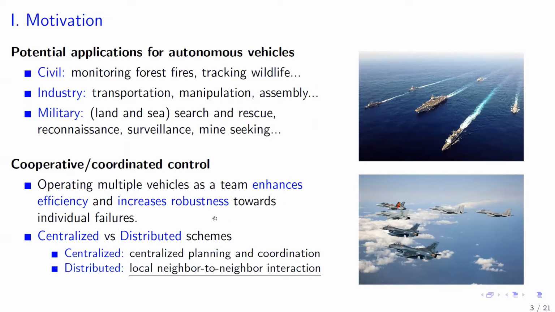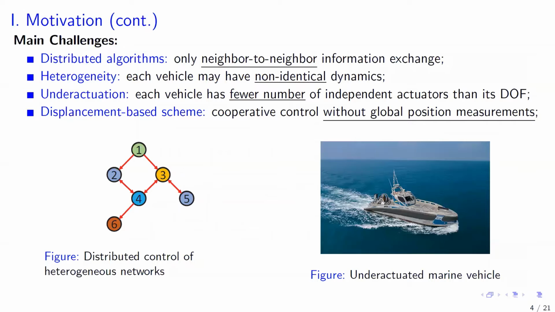There are generally 2 cooperative control schemes, the centralized and distributed. The centralized scheme needs centralized planning and coordination, while the distributed scheme needs only neighbor-to-neighbor interaction, which is more scalable in practice. There are several challenges associated with this problem.